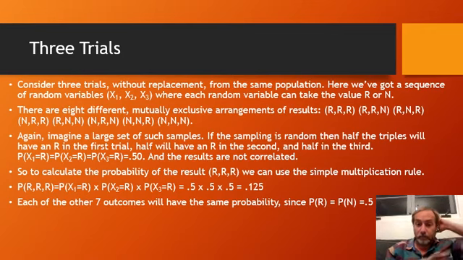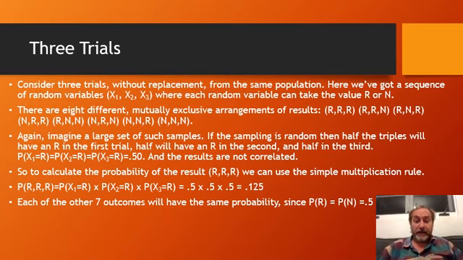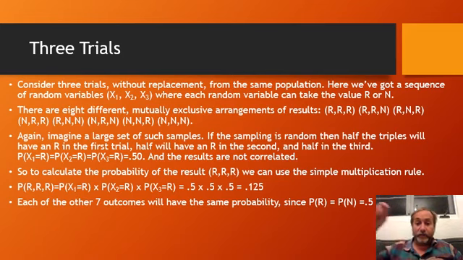So to calculate the probability of the result red, red, red, right, red on each trial of the 3, you can use simple multiplication. That'll be the probability that our first pull is red times the probability that our second pull is red times the probability that our third pull is red. Each pull, the probability is 0.5, because that's the proportion of reds in the population, half of them. So the probability of getting a red all 3 times is 0.5 times 0.5 times 0.5, so that's 0.125.